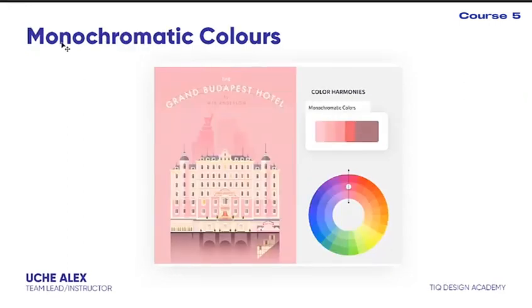The next color harmony is monochromatic colors. Monochromatic colors is simply one color that has white, black, or gray added to give different shades of it. So if you look at the design here of Grand Budapest Hotel, you see it's just one color. Tint, shade, and tone have been added to just that one color throughout the design.